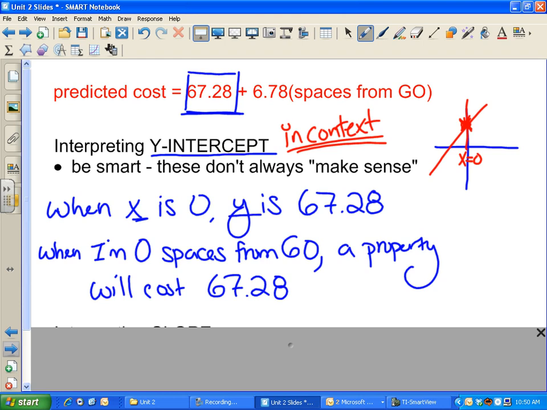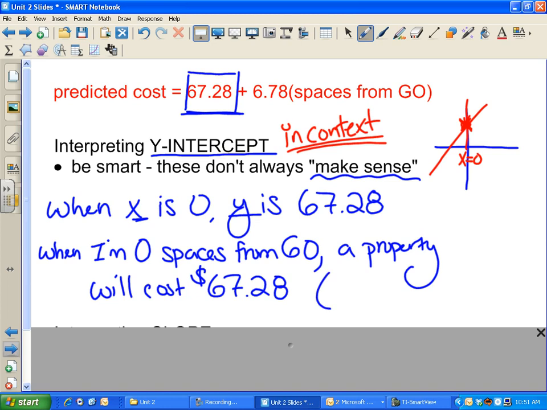I want to be really clear here. It's not 67.28 elephants or 67.28 bananas. It's 67.28 Monopoly dollars. And so that's what it means. When I'm 0 spaces from go, it's going to cost me $67 to buy a property. Now, I said it doesn't always make sense, because if you've played Monopoly, if you're 0 spaces from go, that means you're on go, and you can't actually purchase the go space. So here's an example where it doesn't really make sense. But that's okay, we've still explained it.